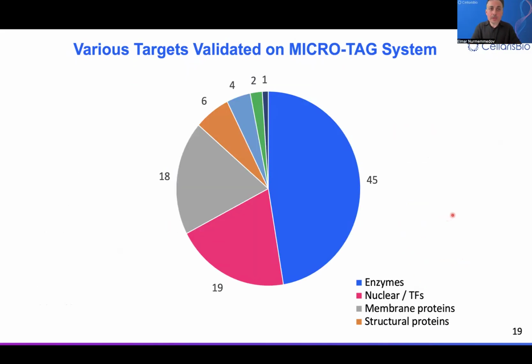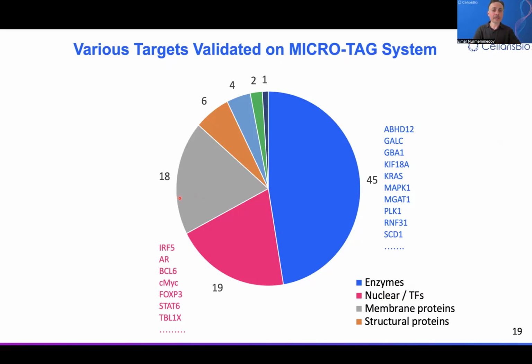In the past few years, we have worked with and validated a number of various target types from various target families. We have worked with enzymes like GALC, like GBA1, KRAS, MAP kinase, PLK1, you name it. And we have optimized the system to work with enzymatic and substrate-based targets. We have tested and interrogated various nuclear or transcription factors like IRF5, androgen receptor, BCL6, FOXP3, and so many more.